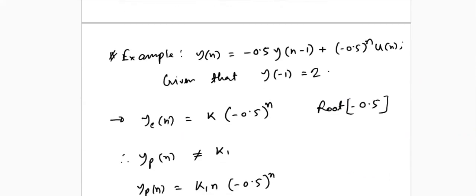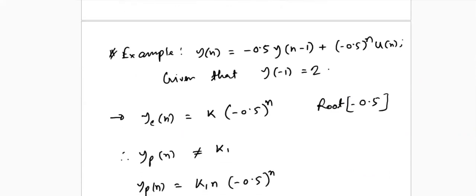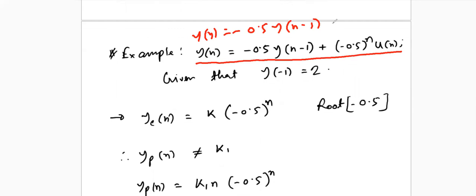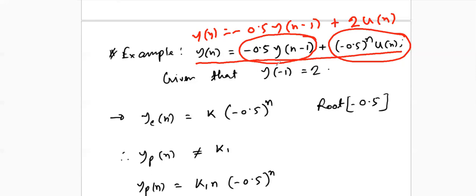Now, if we change the example in a different manner, let's say y[n] equals this plus this. The previous example was y[n] equals minus 0.5 y[n minus 1] plus 2 u[n]. Now we have only changed the input value. Of course, if you change the input value, the output will also change. What about the initial condition? It remains the same, as the pattern, and the initial condition is given as the same.